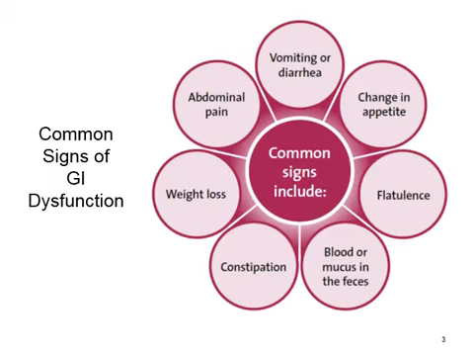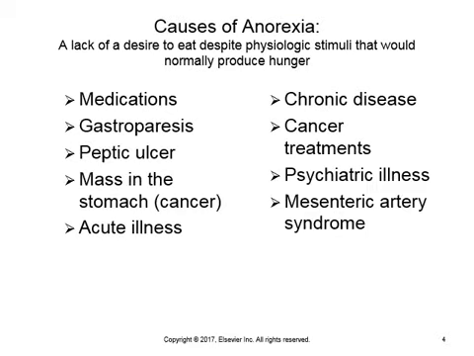Here's a visual representation of the common signs and symptoms of GI dysfunction. The symptom of anorexia is distinct from the diagnosis of anorexia nervosa. The former is a symptom, a lack of desire to eat despite physiologic stimuli that would normally produce hunger. The latter is a psychiatric diagnosis. So in this portion of the course, we're talking about anorexia as a symptom where the patient loses their appetite.